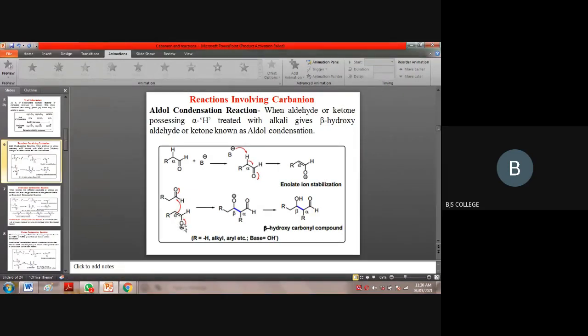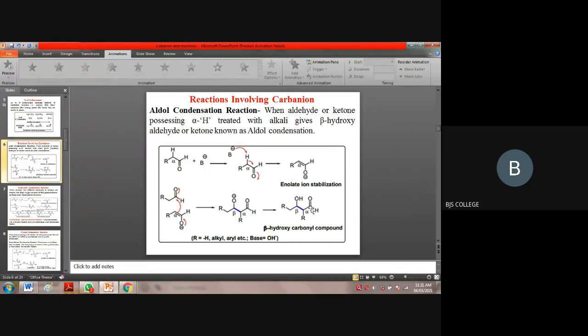Now what happens? This oxygen gives back its electron, and this alpha carbon forms a bond with this carbonyl carbon. So this blue bond is a new bond formed between the alpha carbon of one molecule and the carbonyl carbon of the other molecule. Now this carbonyl carbon is converted into the beta carbon in the resultant intermediate. It undergoes protonation to give you a beta hydroxy aldehyde, or if you are taking a ketone, then it forms a beta hydroxy ketone. This is the very important product formed after the aldol condensation reaction.